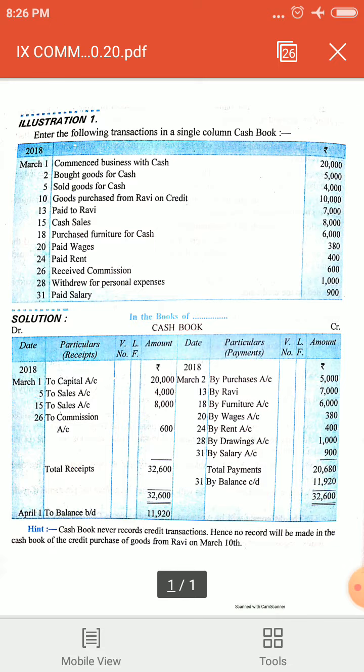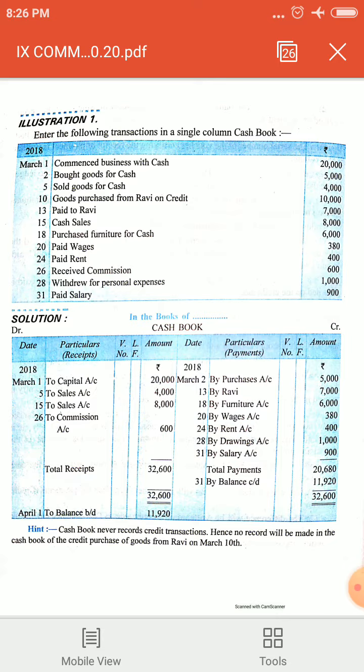You can see here that in the credit side payments is already written and in the debit side receipts are written. So as cash is a real account, when it comes in we debit it and when it goes out we credit it. So always the receipts are recorded in the debit side and the payments are recorded in the credit side, and no credit items will be recorded in any kind of cash book, because cash book only records those transactions which are cash in nature.